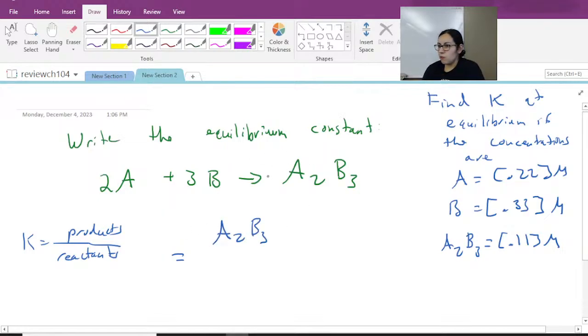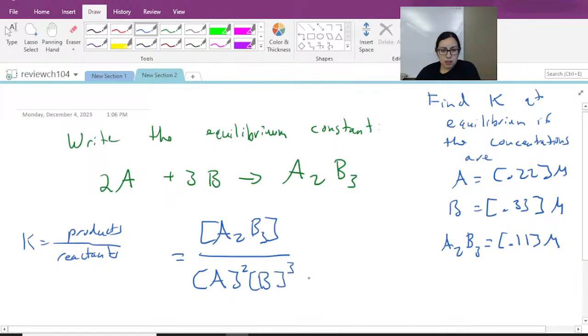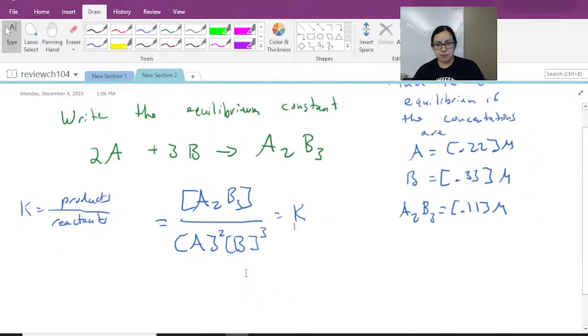So then this ended up being A2B3, and then coefficient 1, so to the power of 1, which I'll just leave. And then over our reactants, so over the concentration of A squared times B cubed. So that was our expression. And so then all we have to do is plug in these values, and of course, remembering to cube B and square A. So I'll rewrite it for a second.